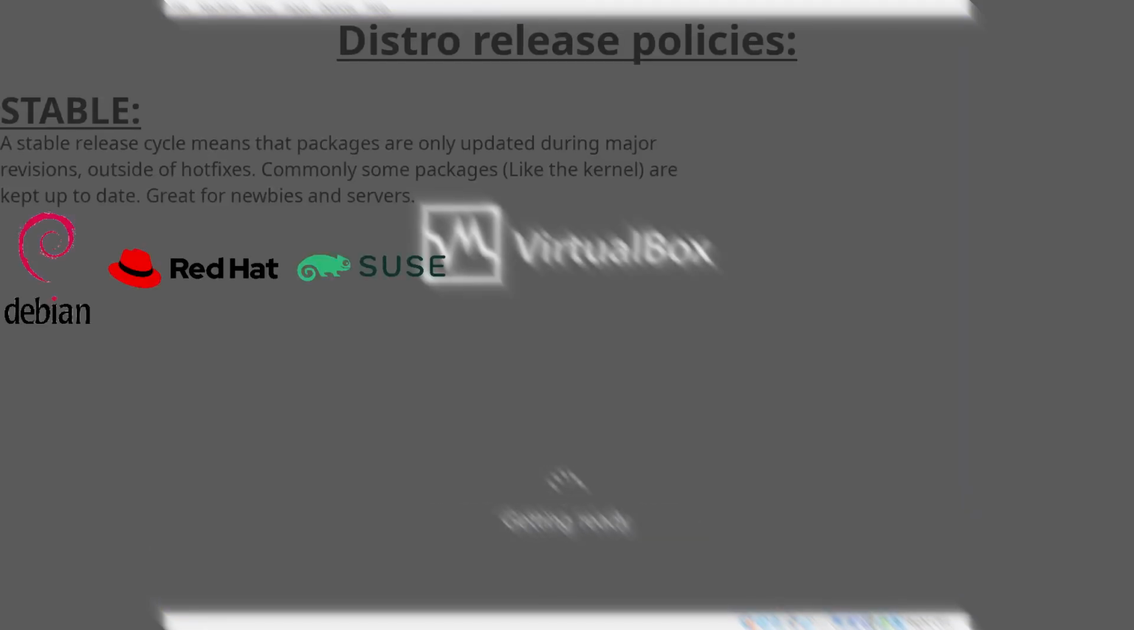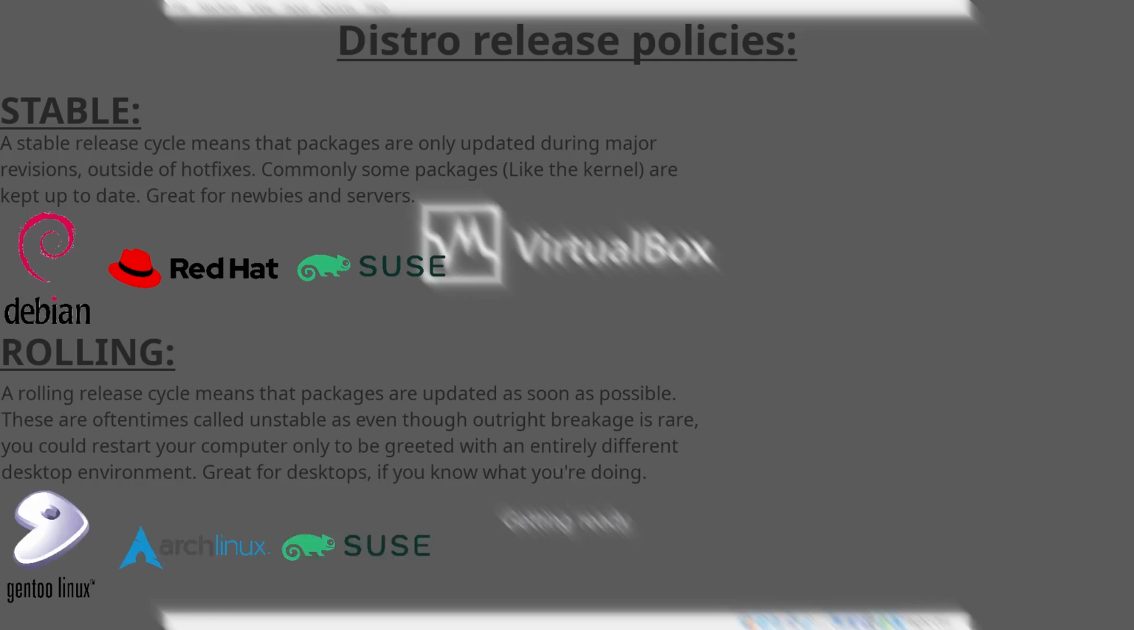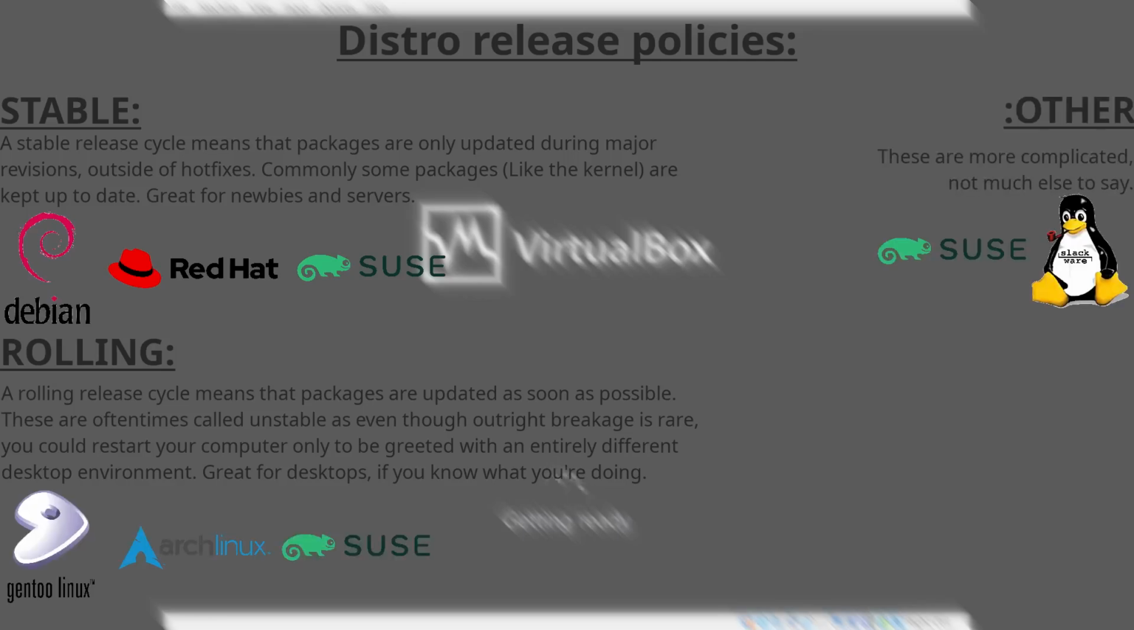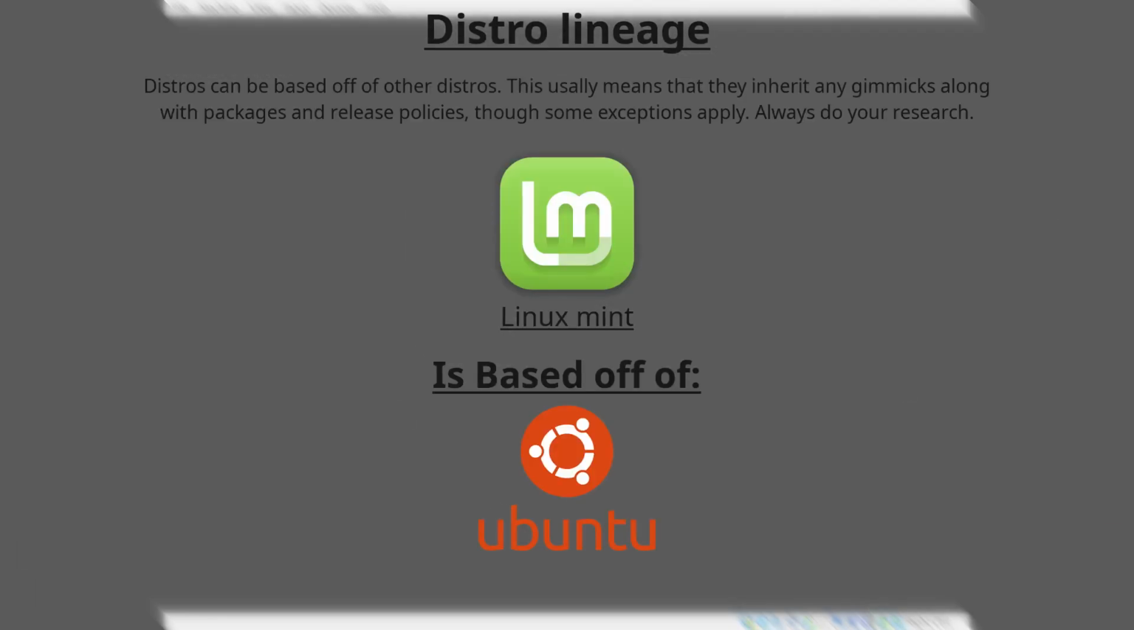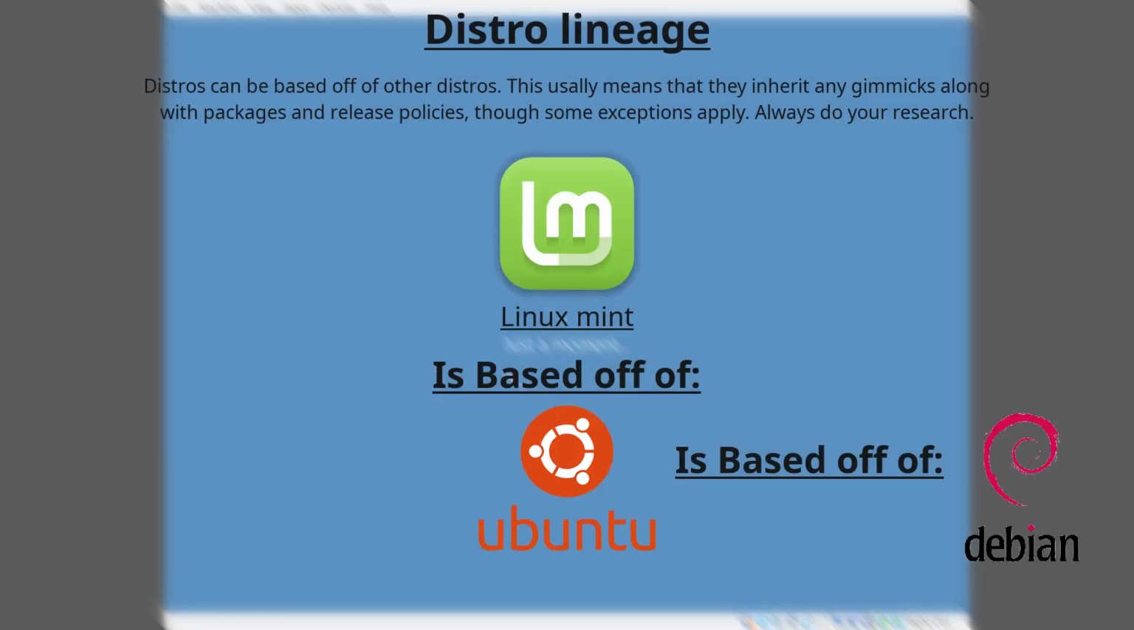Debian and Red Hat are stable, which means they have crispy old packages. The main difference between the two is that Red Hat is for enterprise use cases. Arch is a rolling release distro, which means it is always up to date and quite unstable if you don't know what you're doing. Now, Mint is based off of Ubuntu, which is based off of Debian.